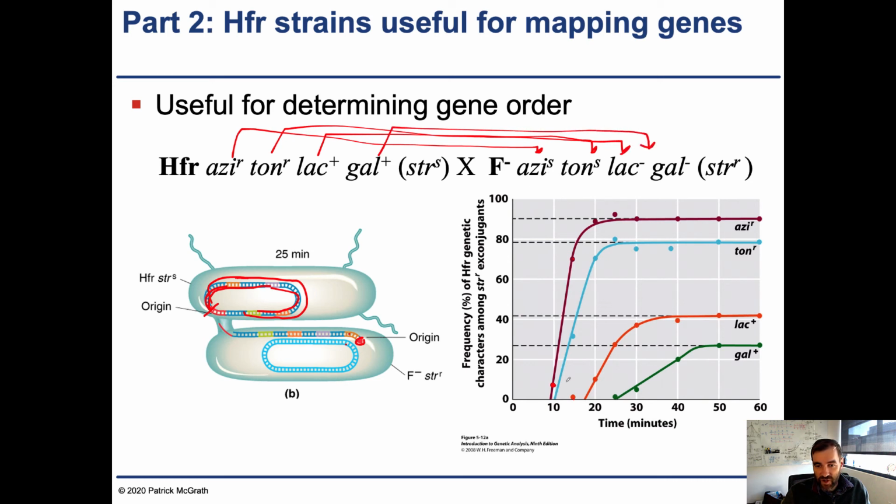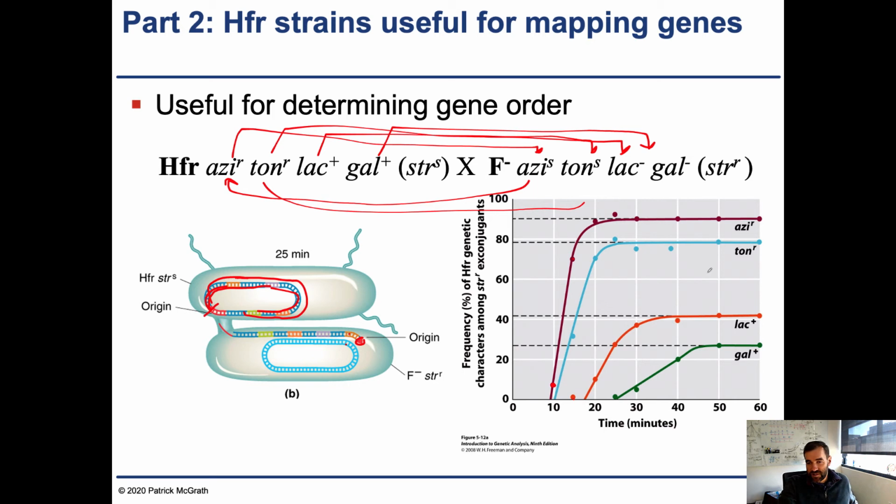And so for the azide resistance, this would become azide resistance, and so you can see after 10 minutes it starts to happen, and then eventually about 90% of the cells would have that happen. And then the Ton is replaced, it starts to be replaced after 15 minutes, and then approximately 80% of the cells reach that.